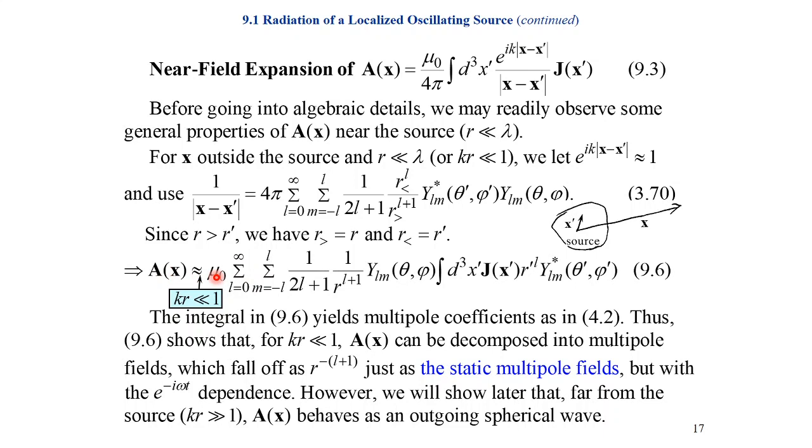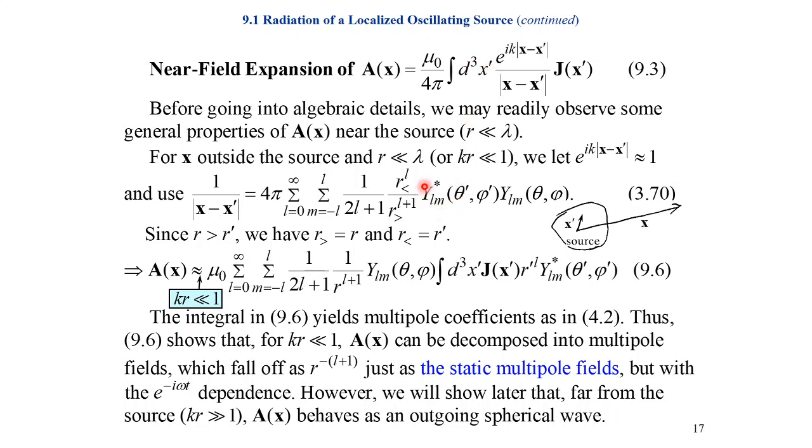We just substitute 4 pi here. 4 pi cancels with 4 pi, so we get mu 0 here. And then the sum over L, running from 0 to infinity, the same. Sum over M runs from minus L to L. 1 over 2L plus 1, and 1 over R to the L plus 1, Y_LM of theta and phi. R, theta, phi are independent of the x prime coordinates.